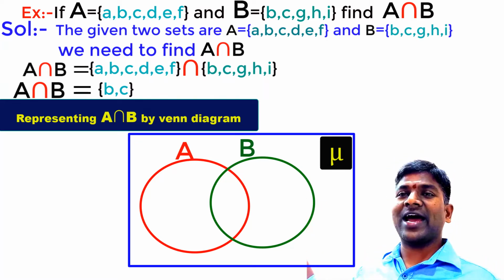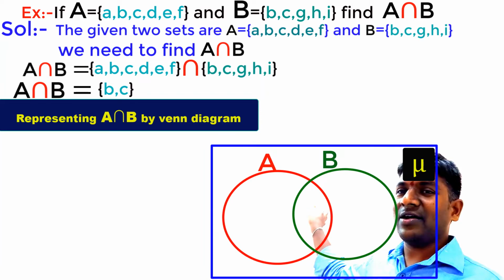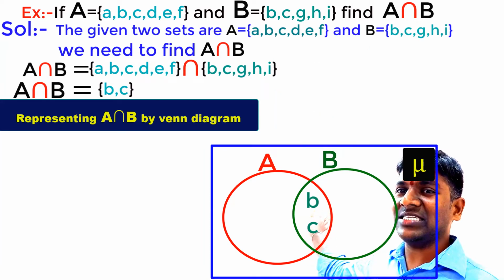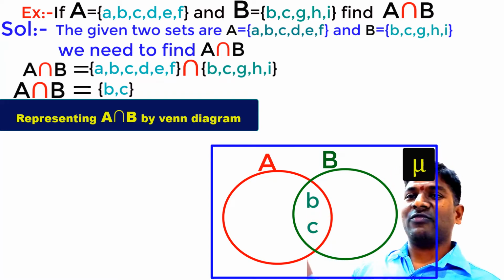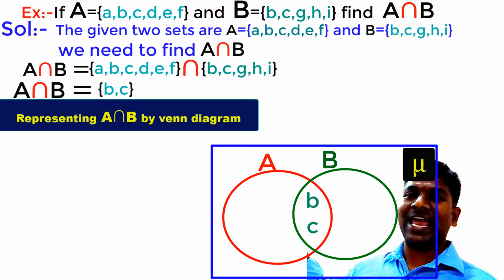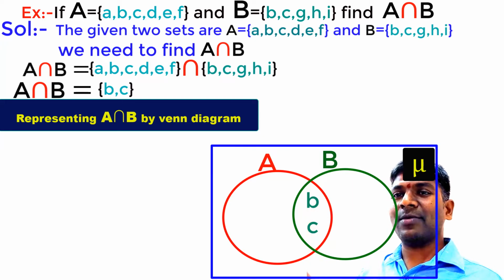First we write common elements in the common part. B and C can be written in this common part as shown on the screen. Now we write the elements of set A. Already elements of set A, B and C are shown in the common part.